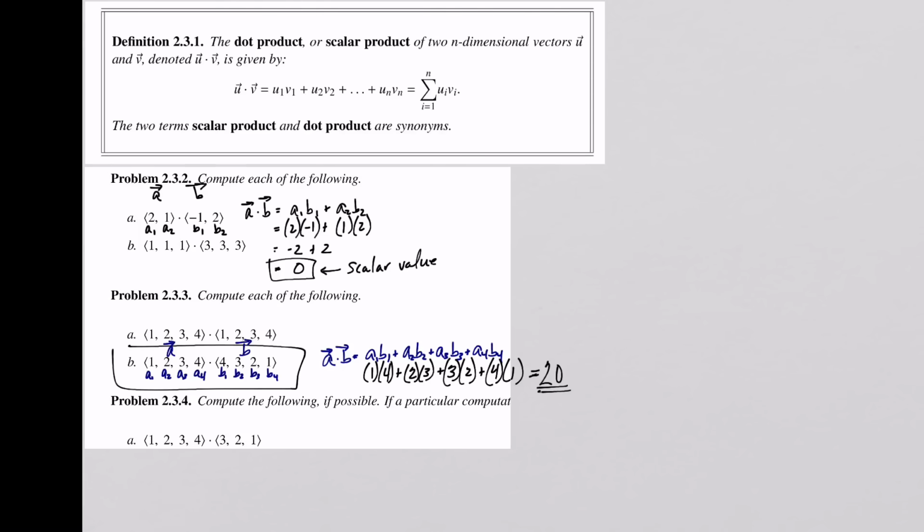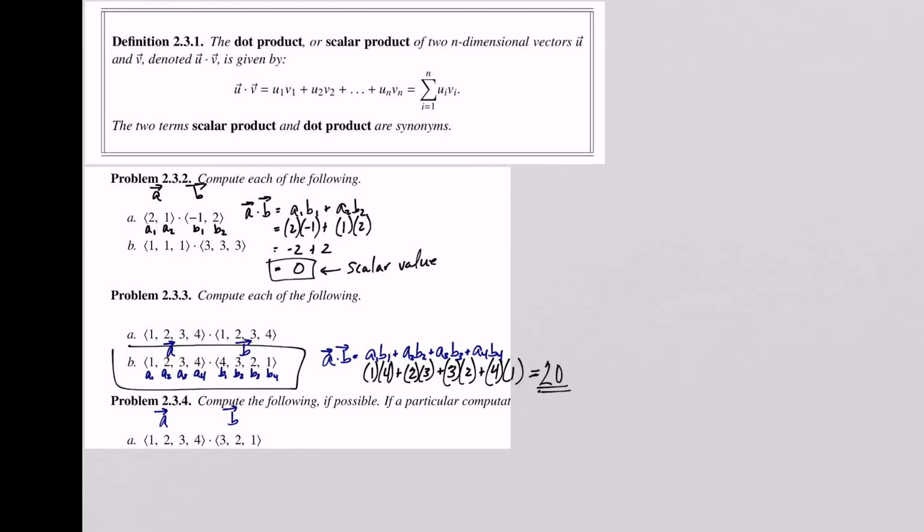Alright, we're going to talk about this last problem as well. So problem 2.3.4, we ask you to compute the following dot product if possible, right? If we label the two vectors as we've been doing, we would label the first vector as A and the second vector as B. And we may notice there's an issue right off the bat, and that's that the dimensions don't match.